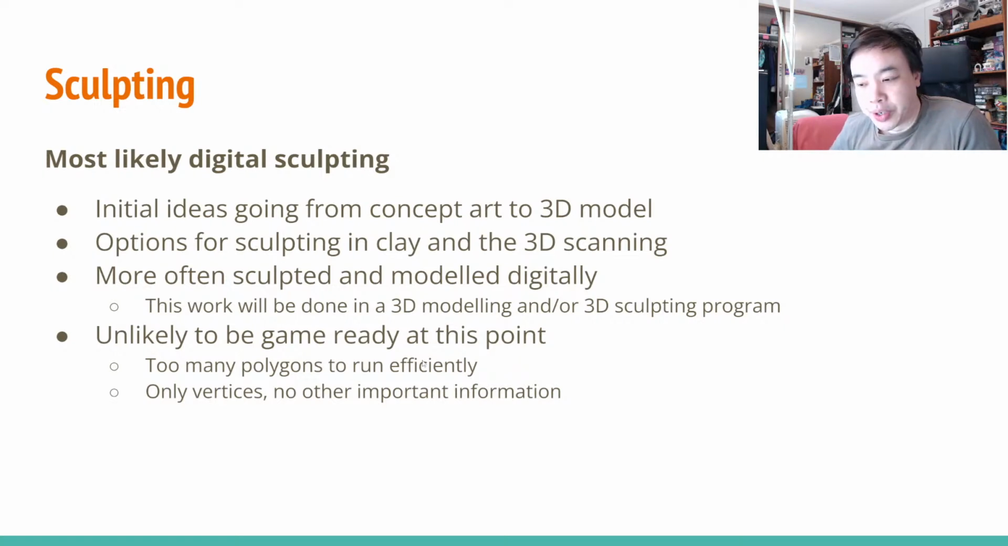At this point of sculpting, we're unlikely to say that this thing is game ready. It's going to be raw geometry, which might mean that it has a whole lot of polygons because it's either sculpted or 3D scanned. I've got an example of that later, actually. It might only be verts. It's going to be triangles as well, but it's not going to have textures or anything. It's not going to have animations, so it's going to be of limited use in a game scene, for example.